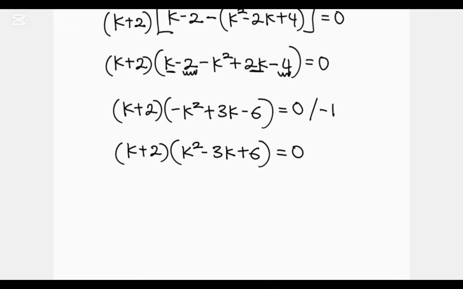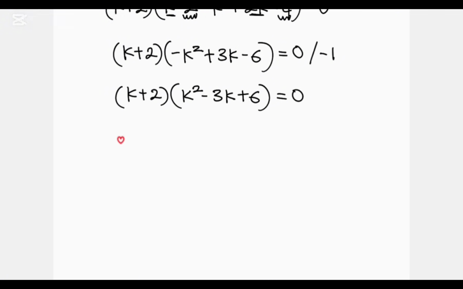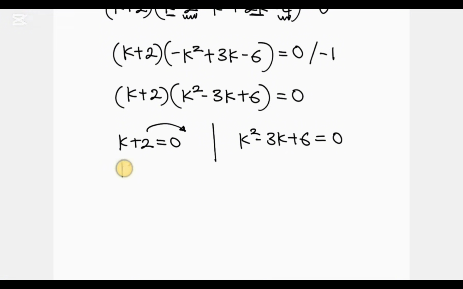So we have two cases from here. We have the first case, which is k plus 2 to be equal to 0. Then the other case is k squared minus 3k plus 6 to be equal to 0. Now for the first case, it is easy for us to get the value of k by moving 2 to the right hand side, so that we have k to be equal to negative 2 when 2 crosses. So this is one value for k, and it is a real solution.